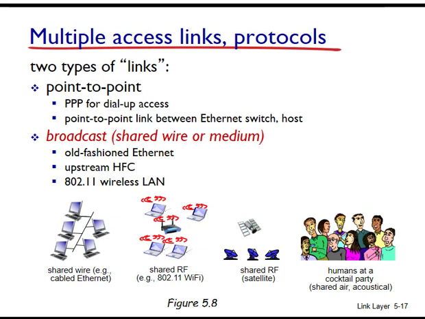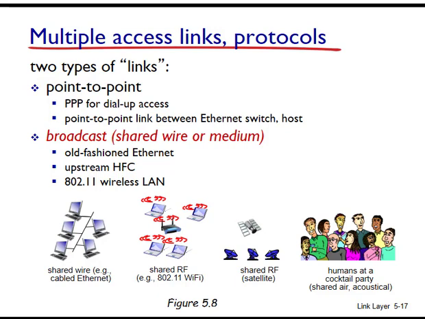We have already noted that there are two types of network links: point-to-point links and broadcast links. A point-to-point link consists of a single sender at one end of the link and a single receiver at the other end of the link. Many link layer protocols have been designed for point-to-point links. PPP, the point-to-point protocol, and high-level data link control, HDLC, are two such protocols that we'll cover later on.